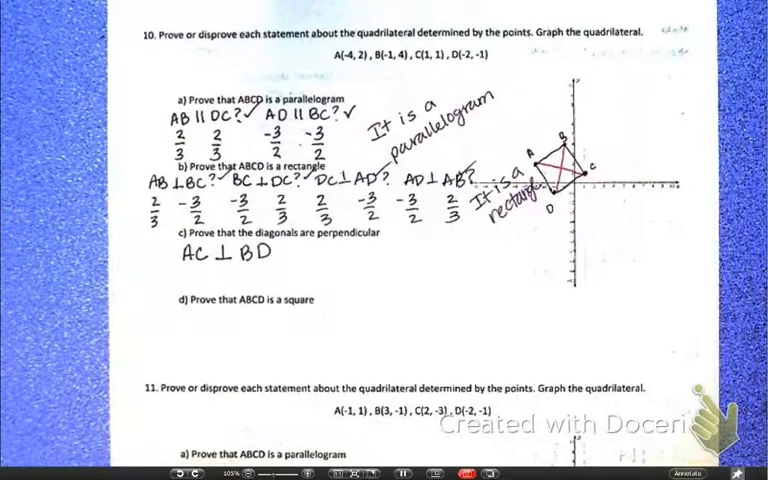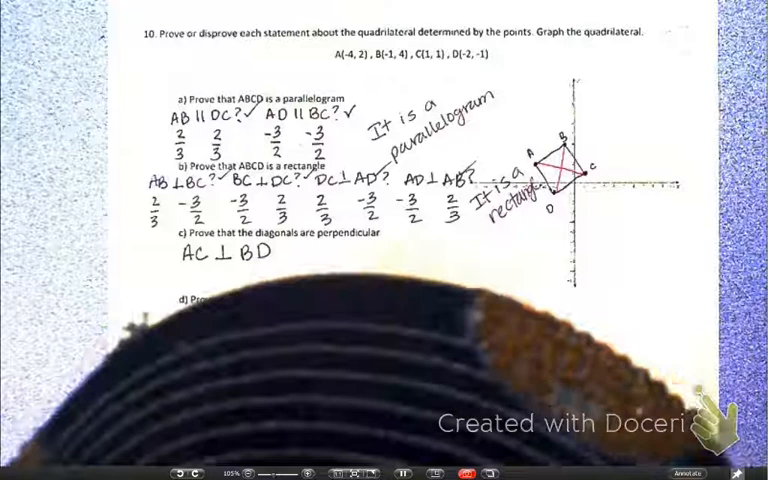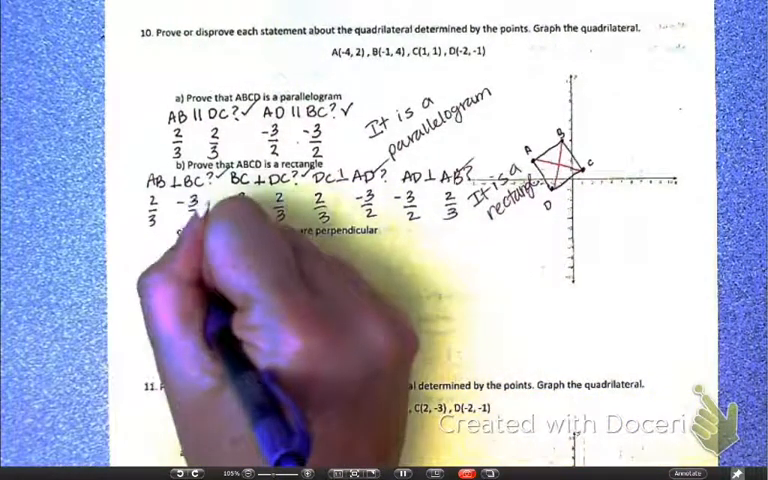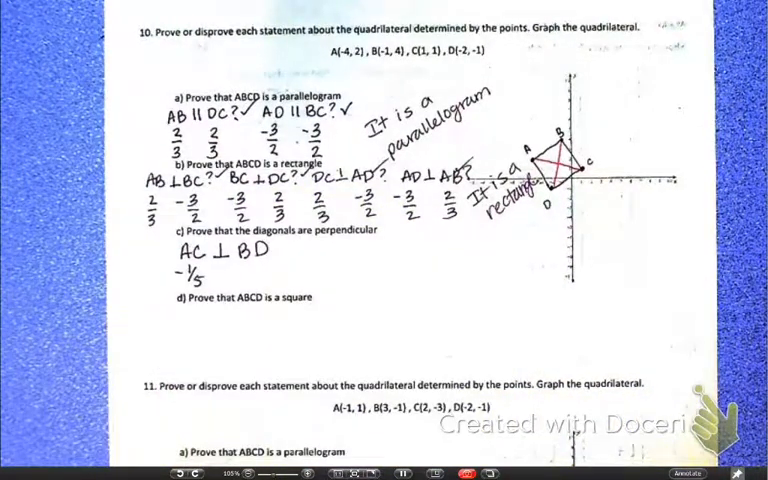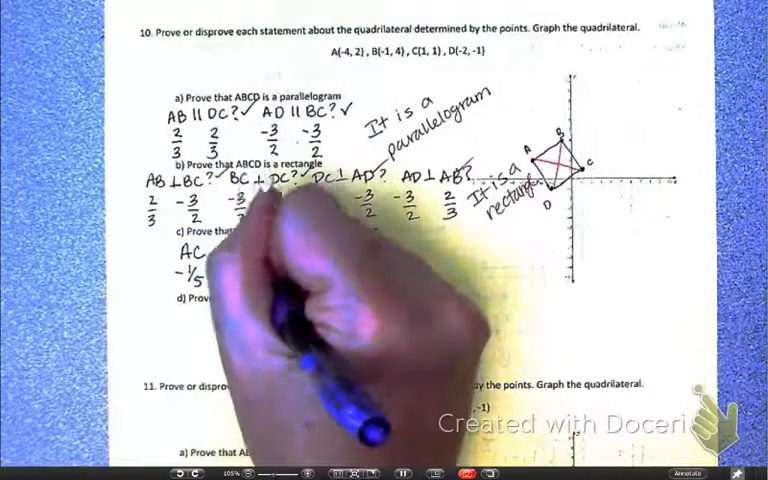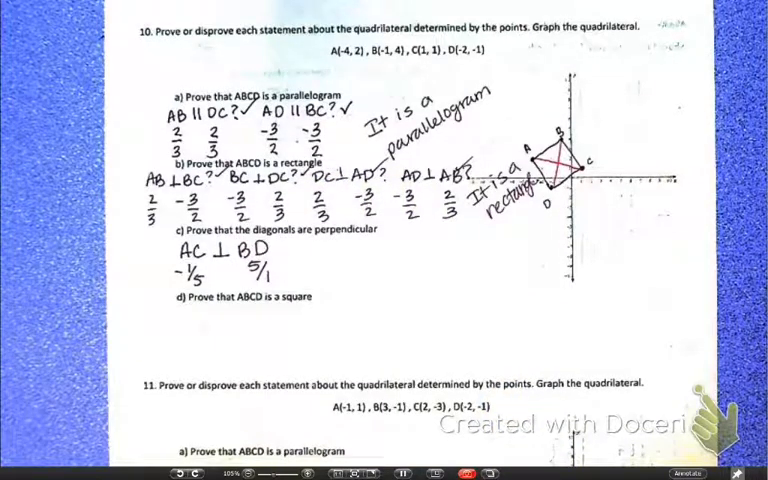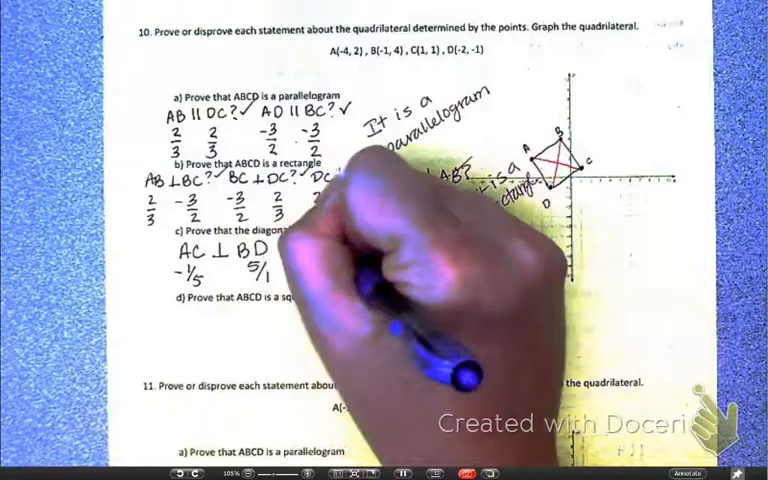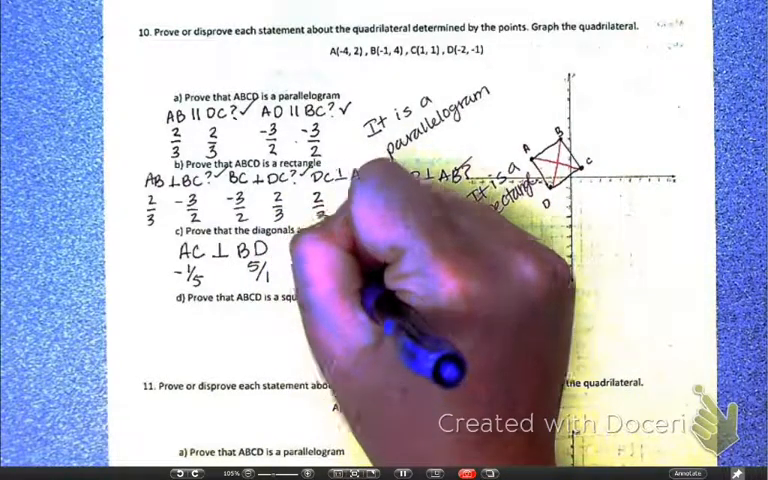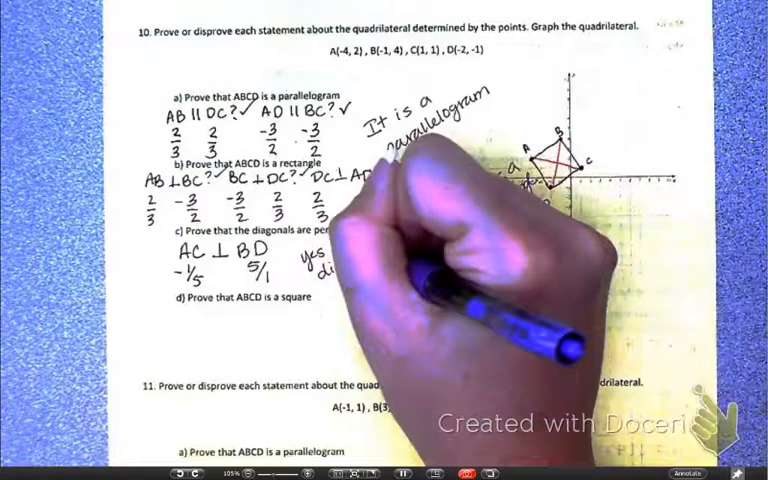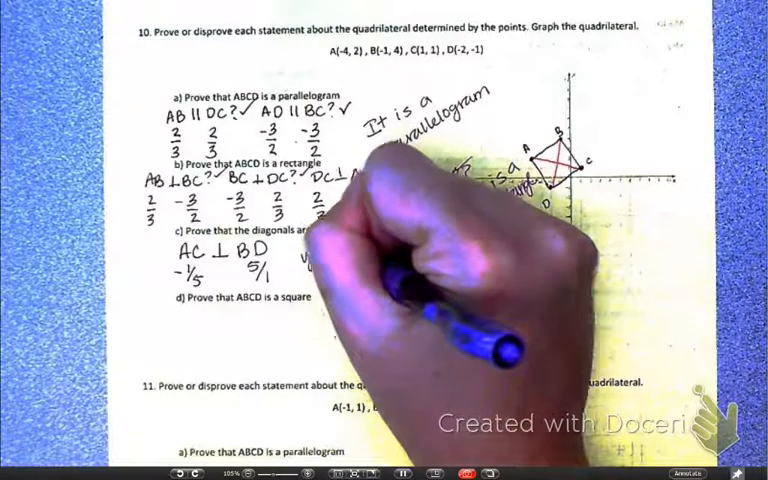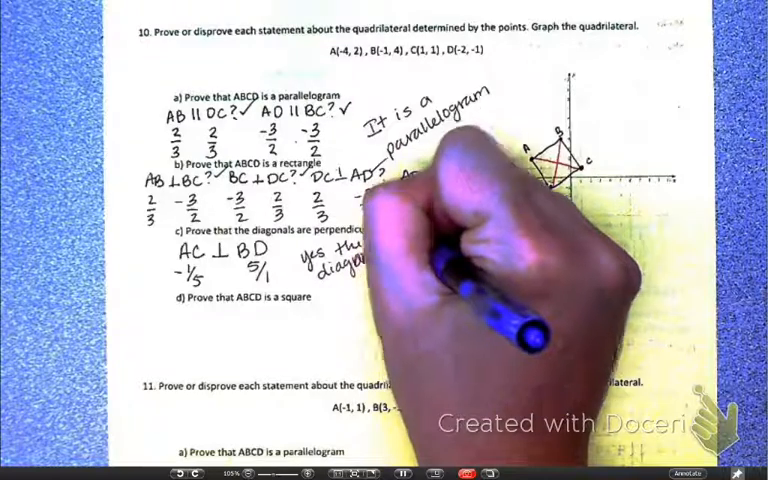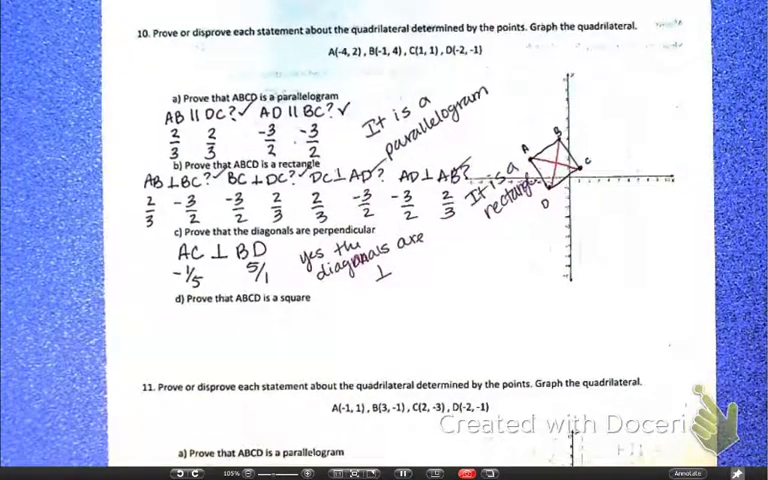Did someone find the slope of AC? Negative 1/5? Everyone okay with that? What about for BD? Are these diagonals perpendicular? Okay. Diagonals perpendicular.